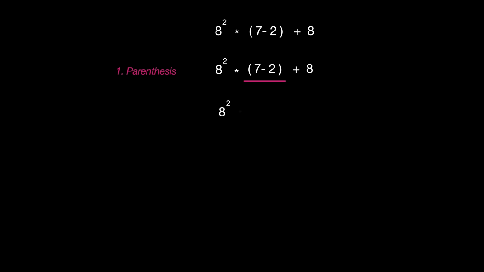So we're going to have 8 squared times 5 in the parentheses plus 8. Next step, exponent. You see 8 squared there. So that's 64 times 5 plus 8. Third step is multiplication or division. As you see, there's multiplication right there, 64 times 5.